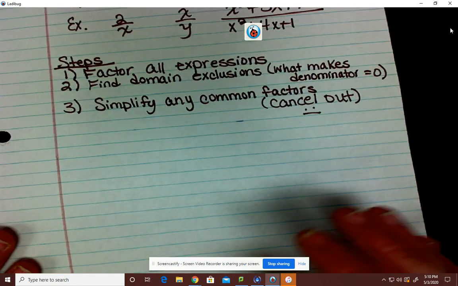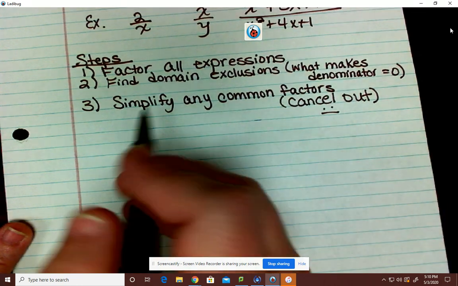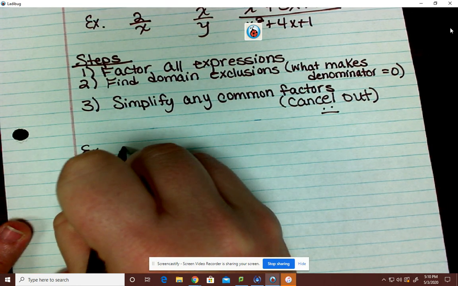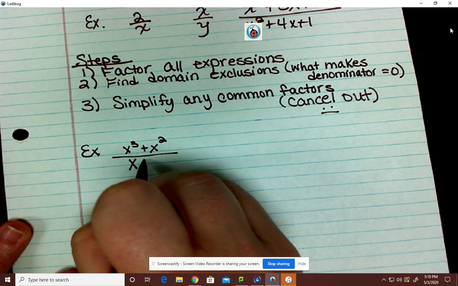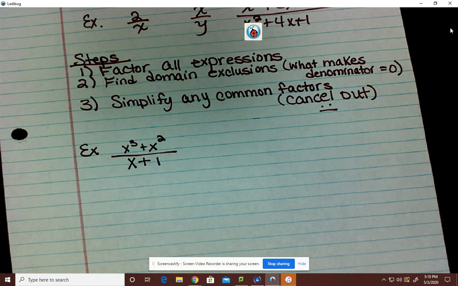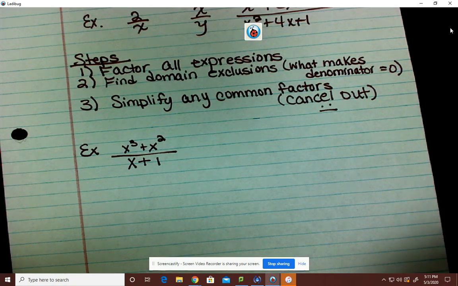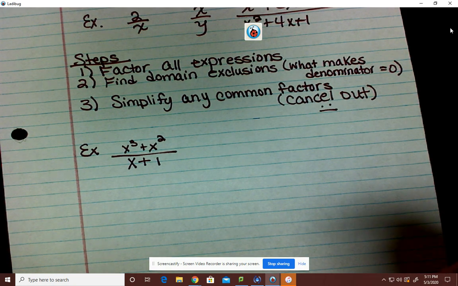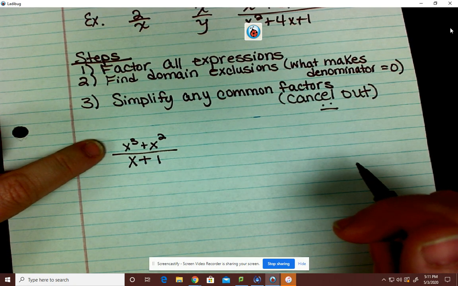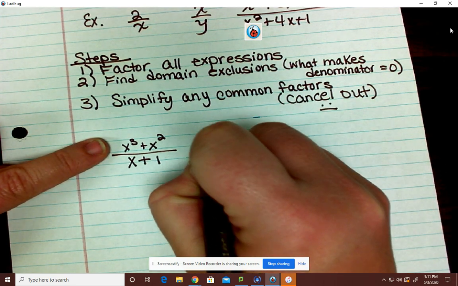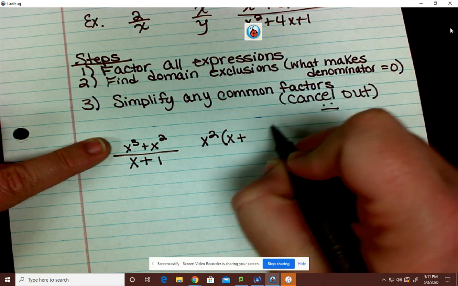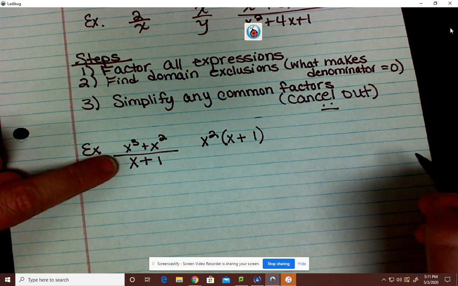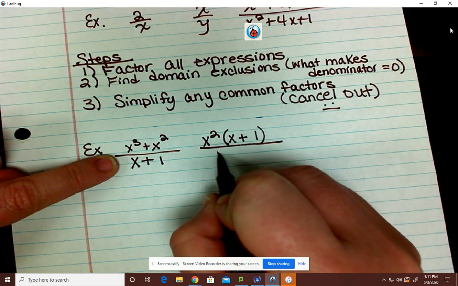All right, let's go through some examples. First thing we want to do is factor. That's what you do first. In the numerator, there's a GCF, so I'm going to do that first. There's a GCF of x squared. There were 3 x's. I took 2 out, and then plus 1. X plus 1 is prime, can't be factored.